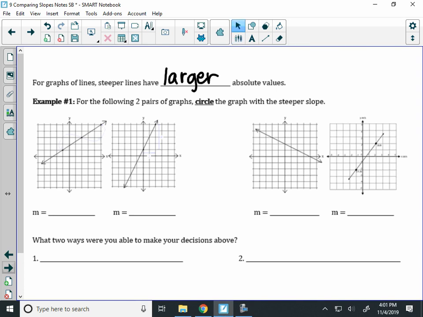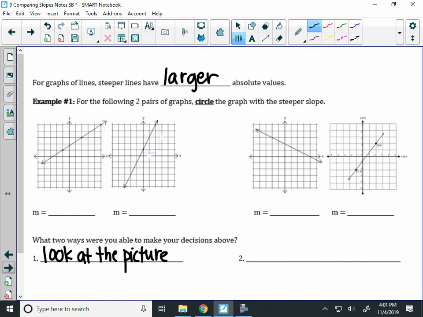Okay, so it says for the following two pairs of graphs, circle the graph with the steeper slope. Well, in order to compare, we can do two things. We can either look at the picture, okay? So that's one way. What two ways were you able to compare? Well, you could look at the picture and simply tell me, for the one on the left, which line looks steeper. So for now, because we're going to do the math here, I think that the graph on the right looks steeper. It's going up faster. So that's what I think.